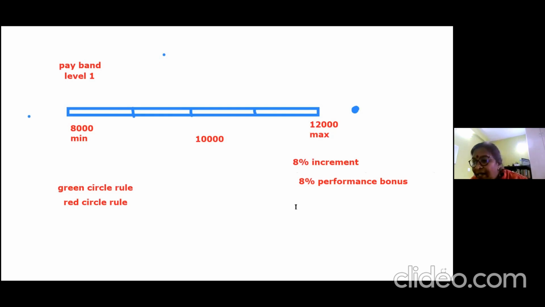Is this very clear, guys? The red circle rule and the green circle rule. Can you give me a thumbs up, guys? This is very important.